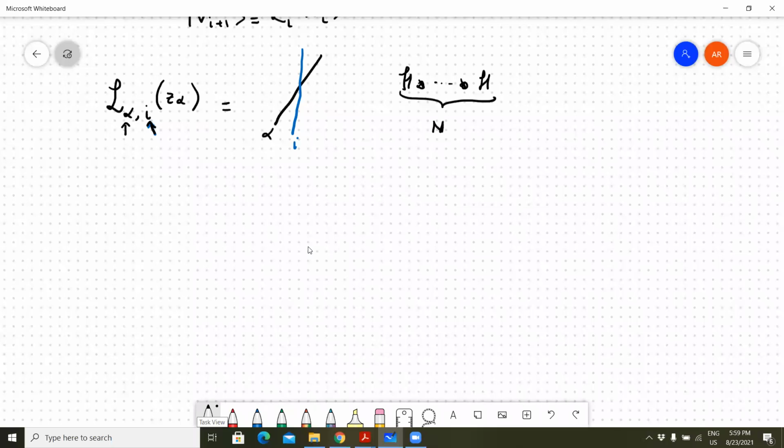This L is a solution of an equation very similar to Yang-Baxter. It's called the RLL equation. It's like this.